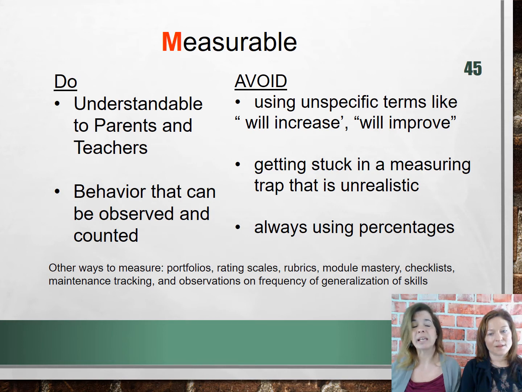So I always think about, can I see it? Can I count it? Can I measure it? Again, avoiding terms such as will improve, will increase, and will decrease. They're too subjective. They're not specific enough. And I think that we get stuck in doing that. We set ourselves up for failure because how are we going to measure that?